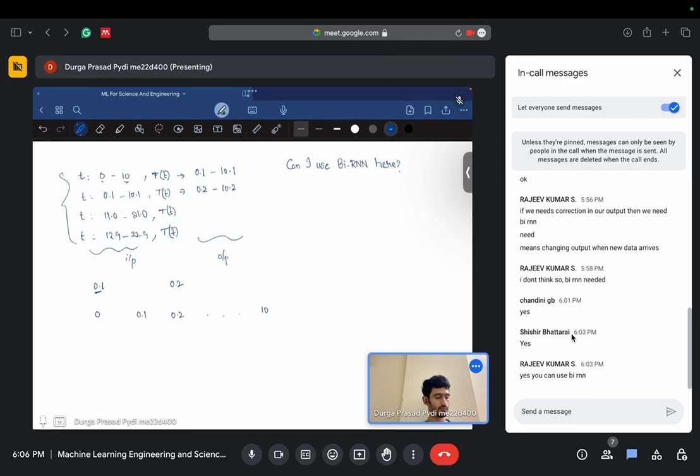So it might work very well on your training data set, but when you go with a new data set, it might not actually work because these things will not generalize better. In this scenario, bi-RNN could not actually generalize better.